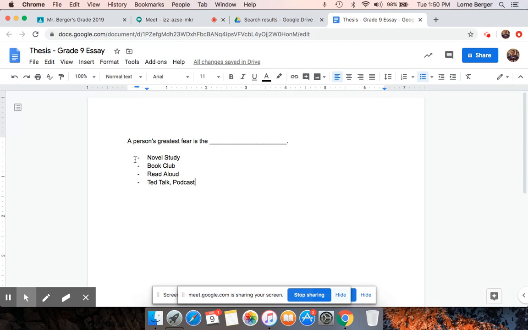Perfect. Okay, so let's think about this. We're going to use the books that we've read to help us come up with a topic. So what are the books that we read this year? We read Fish in a Tree. We read The 5 People You Meet in Heaven. We read We Are All Made of Molecules. We listened to a little bit of the Serial podcast. So these are going to be the resources that you're going to use when creating your thesis statement.